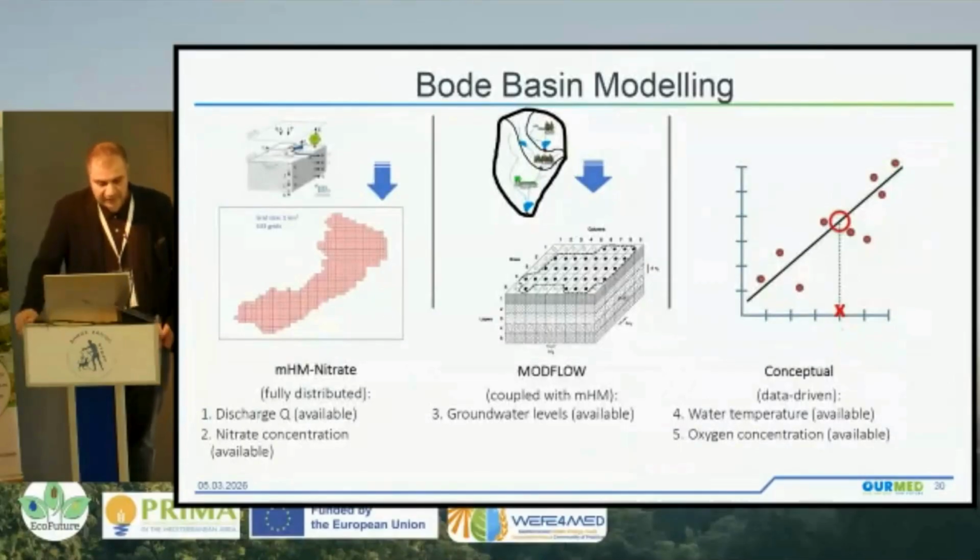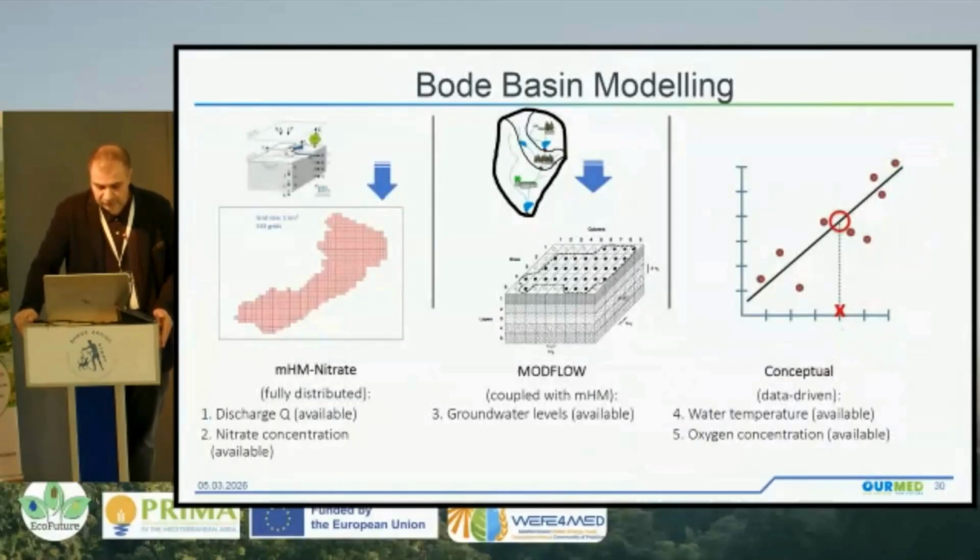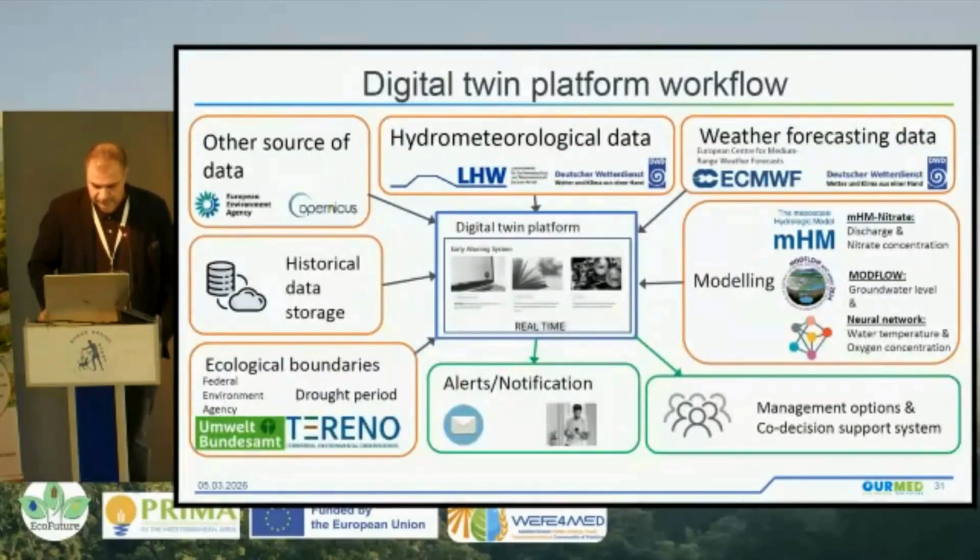So again, about the hybrid modeling, we should not rely on a single model. Here the idea is to couple the hydrological model mHM, with nitrate stream flow and nitrate concentration, with the MODFLOW groundwater level model, and with an ecological model, basically in terms of water temperature in the river and oxygen concentration, using an AI or data-driven approach. So here is the workflow of how the digital twin has been constructed.